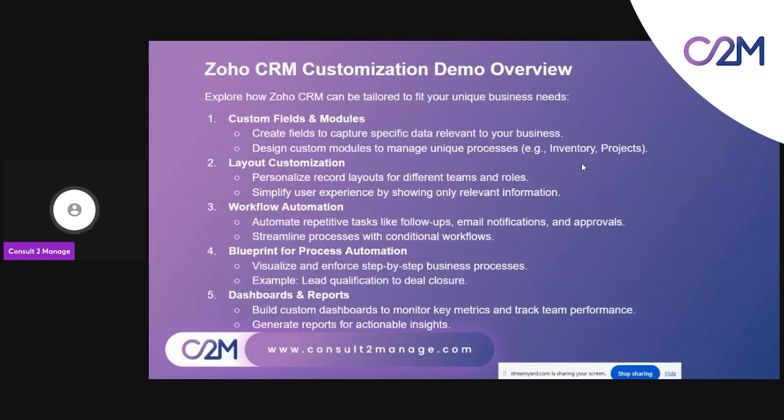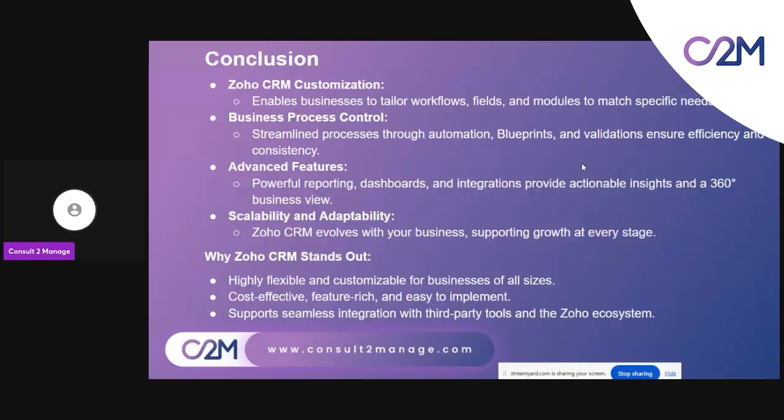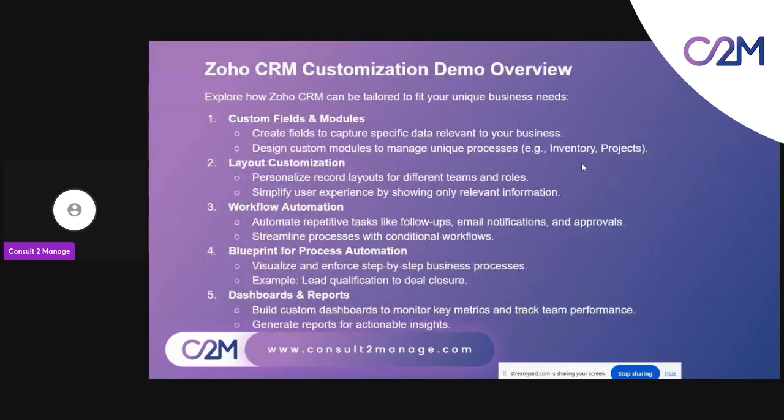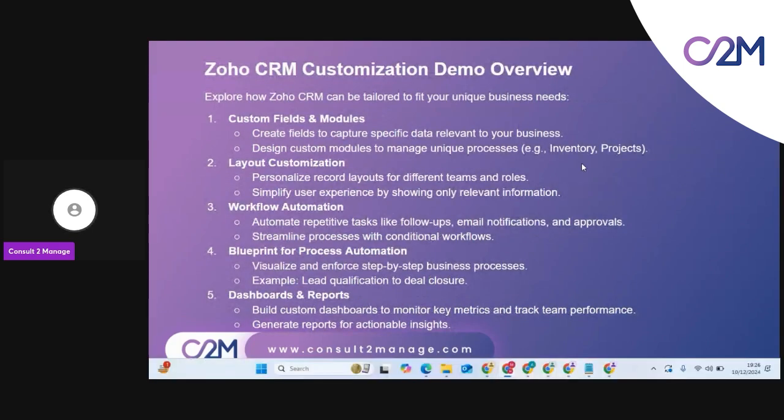Moving forward, let's go into the demo of Zoho CRM. What we're going to do is go through the options we have when it comes to customization, like custom fields and modules, layout customization, workflow automation, blueprints for process automation, dashboards, and reports. These are also very important because they give us the leverage to use the resources to build out custom processes or custom pipelines for our CRM's users.